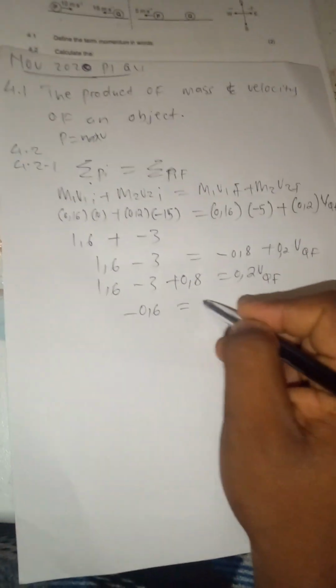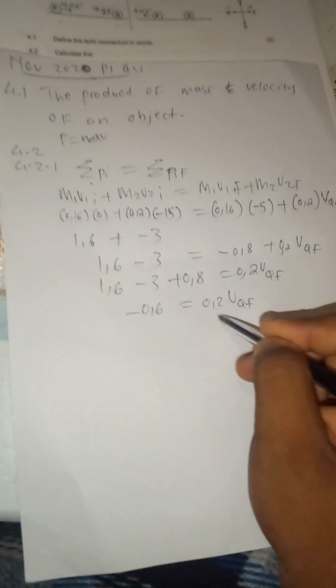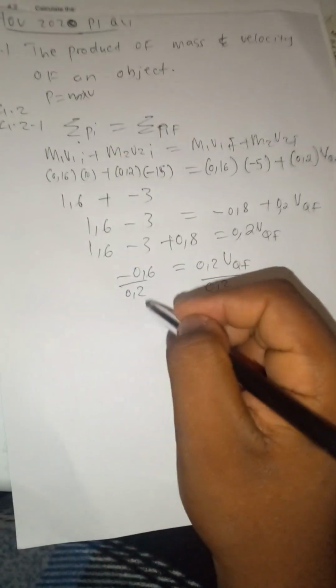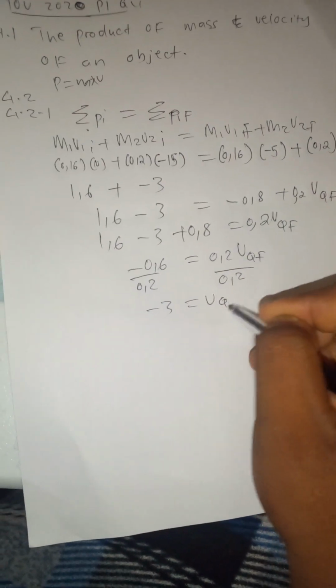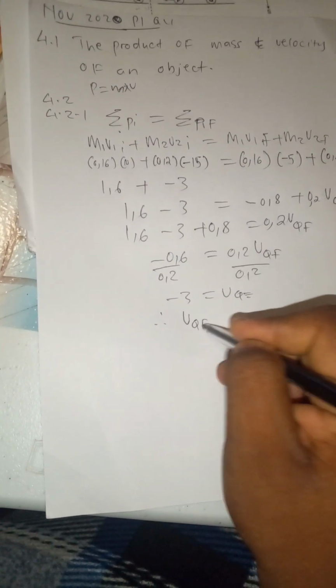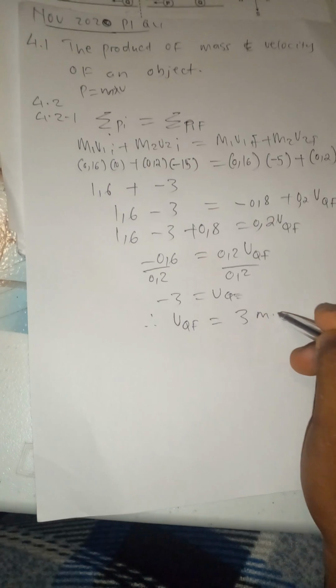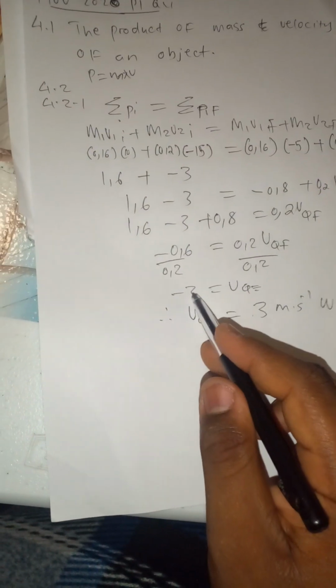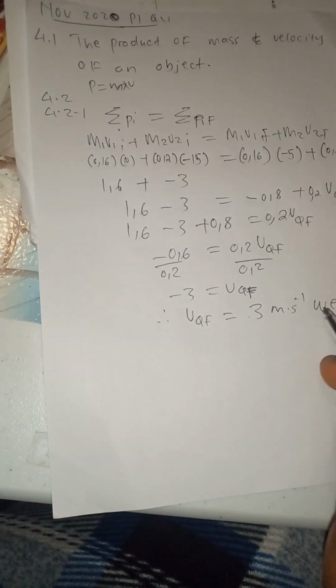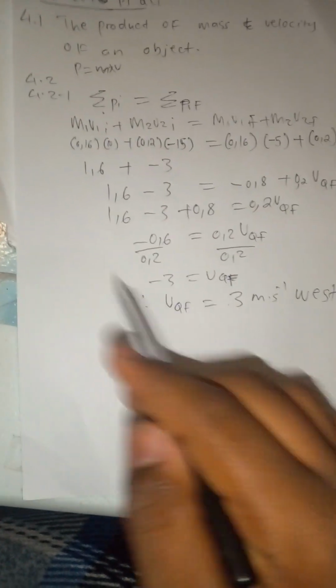Let's see what we'll get. 0.2 VQf, divide both sides by 0.2. It is negative 3 equals VQf. But you know what we have to do. You have to say therefore VQf is equal to 3 meters per second west. You can't leave your answer as a negative. Yes, it is minus 3, but you have to include the direction because this question has a mark. So that's how you do it.